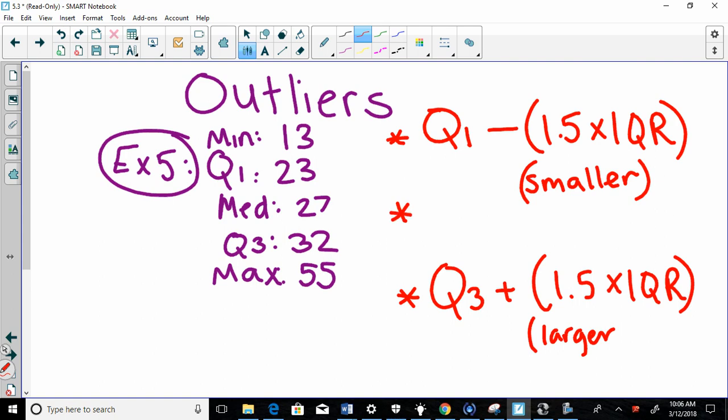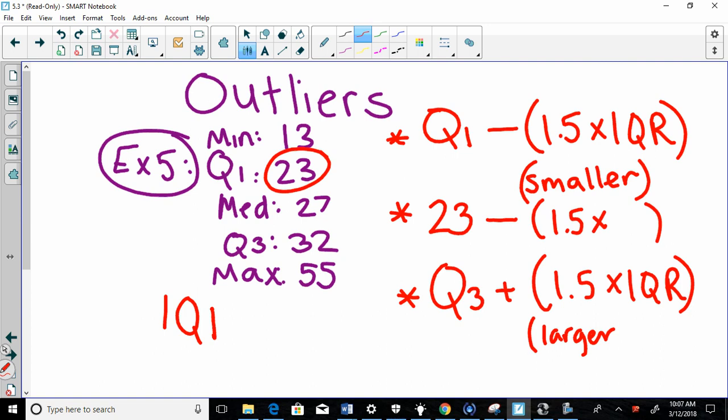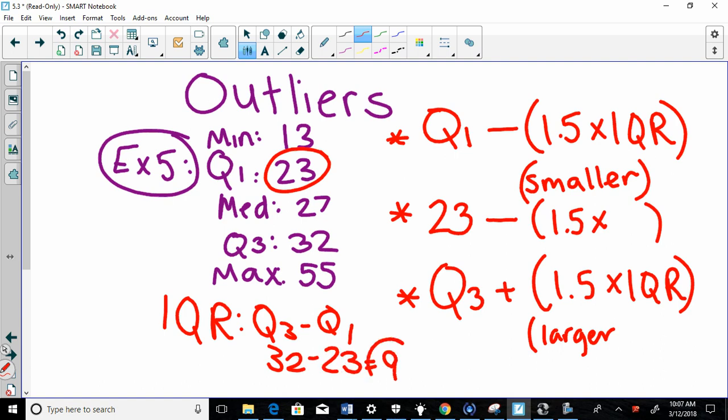So your Q1 here was 23, right? So I'm going to put 23 right here instead of Q1. Mine is 1.5, and I need to find my IQR. What is IQR? How do I find that? Q3 minus Q1. So here our Q3 is 32, our Q1 is 23, and what do we get? 9. So that's what goes right here. You can put that right into your calculator.